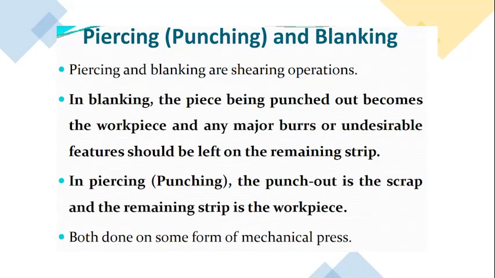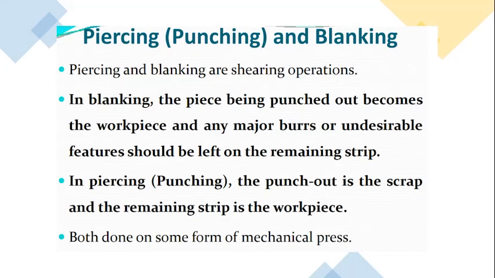So this is one kind of sheet metal operation, that is piercing and blanking. We have seen what is piercing, punching, and blanking. These are shearing operations. Shearing means separating the metal from the workpiece. In blanking, the piece that is punched out becomes the workpiece, and in piercing, the punched out piece is the scrap, and the remaining strip is the workpiece.